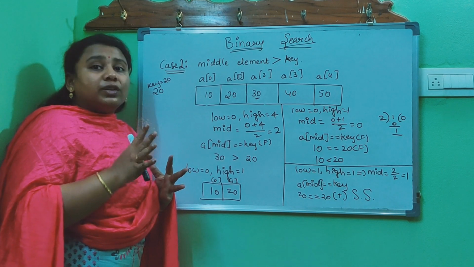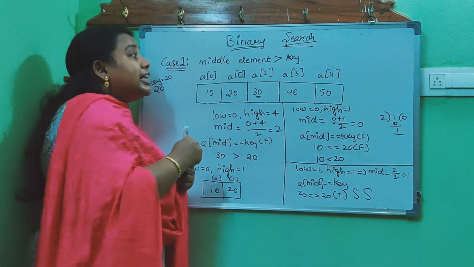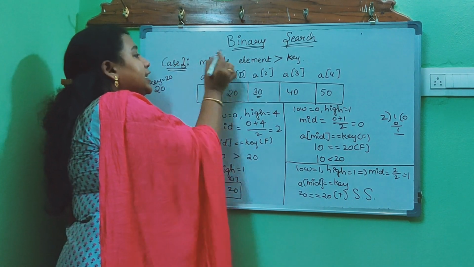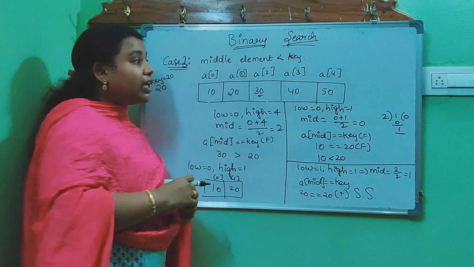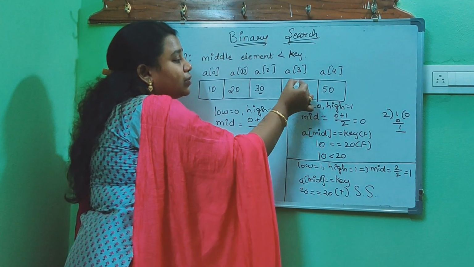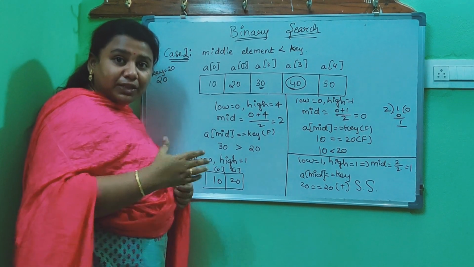Now the homework for you all is, you have to find out the case 3 where middle element is less than key element. So this is the task for you all. Try to find out key value 40 using the logic which I am going to explain in the next lecture.